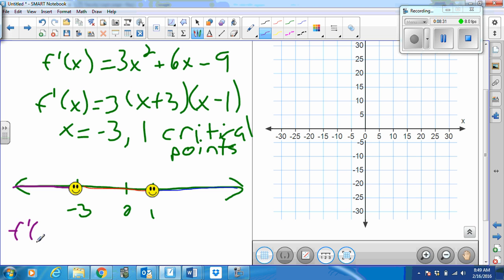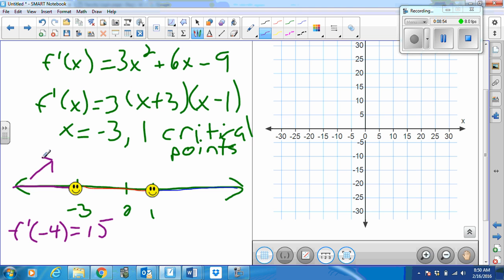So when I test the purple area, I'm just going to plug -4 into the first derivative. F prime of -4 is equal to 15. So it's positive. And so what that means is that the function is going to be increasing in that entire purple interval. So from -infinity to -3, the function is going to be increasing.